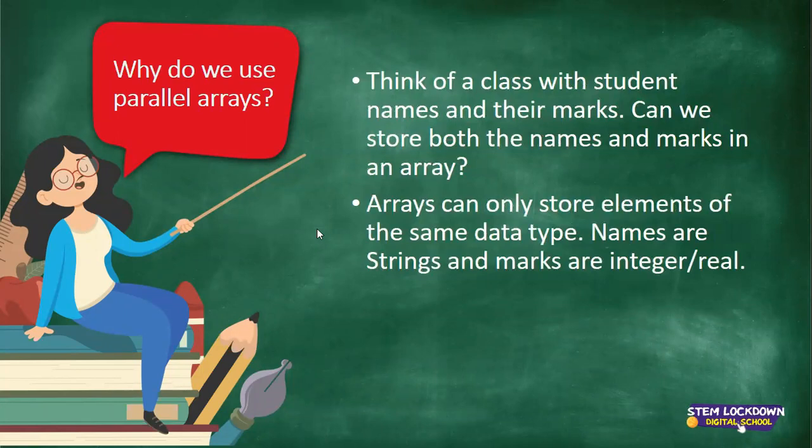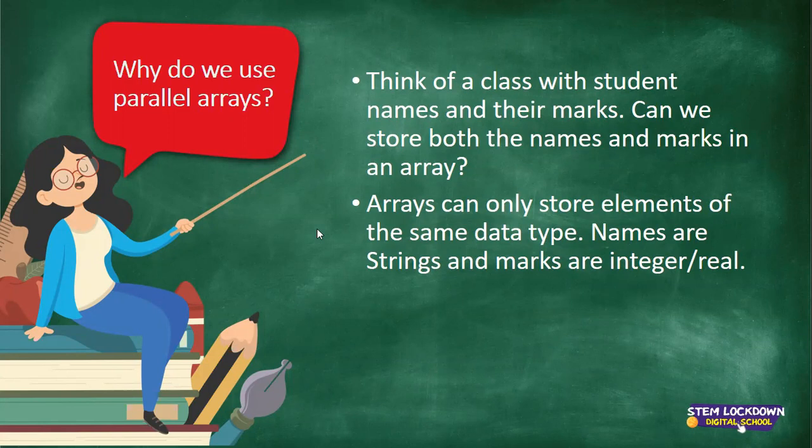Right. So why do we use parallel arrays? Well, let's think about this class of student names and their marks. So I'm a teacher, I've got some student names, and they've written a test, and now I've got marks for them. So the question is, can we store or work with both the names and the marks in an array? Now you would have learned that yes, I could have student names in an array of type string, or I could have marks in an array of type int. But what if I need both of them?